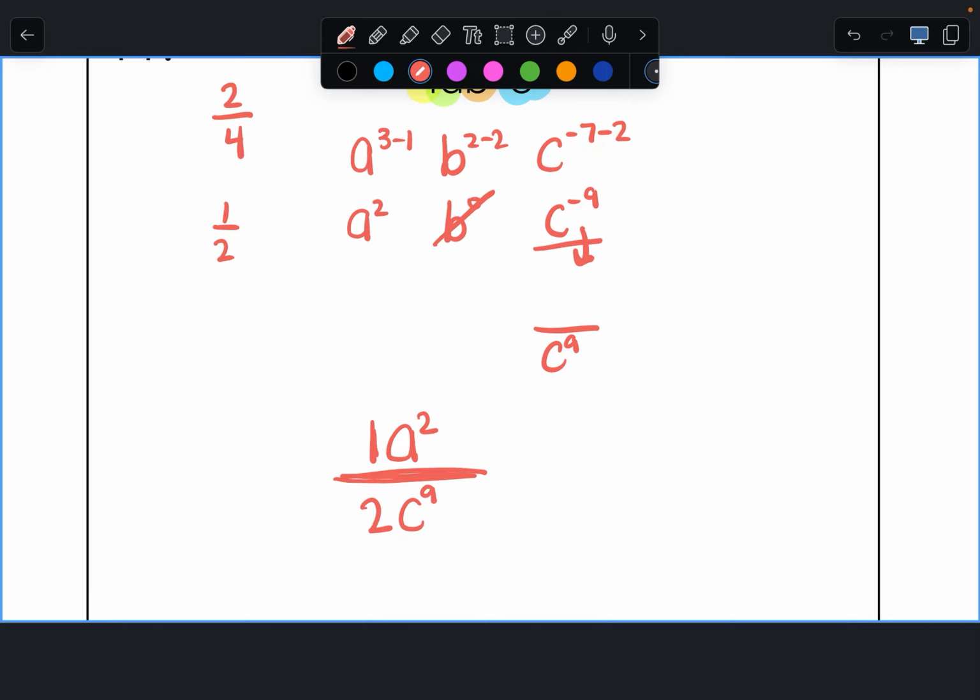Ready? So when the fractions are there, you just leave them where they were. Okay, gotcha.